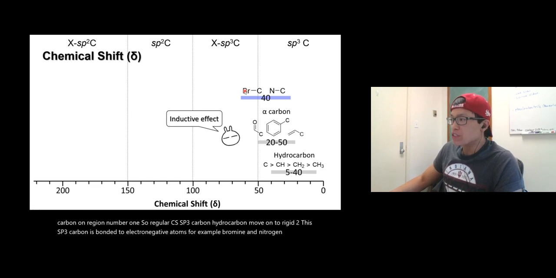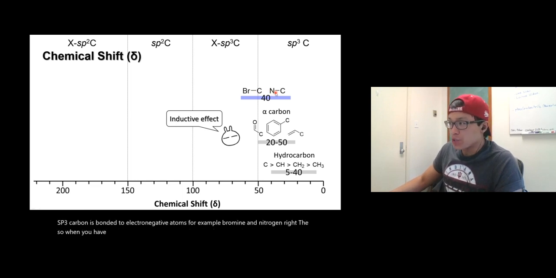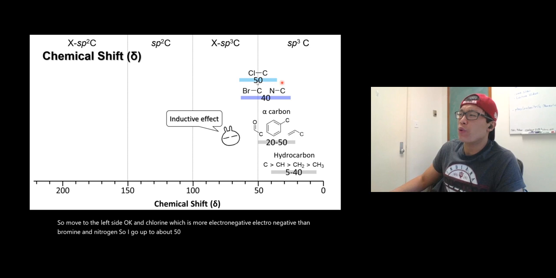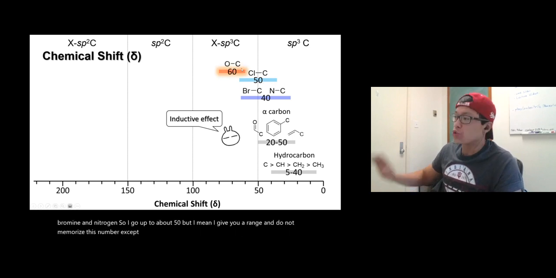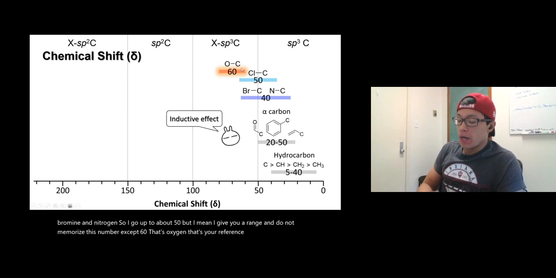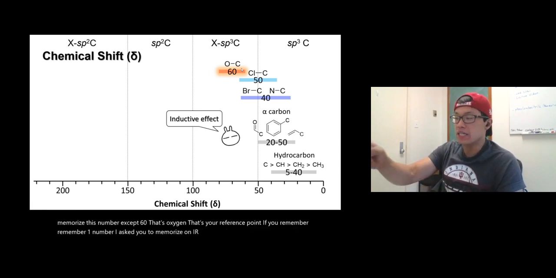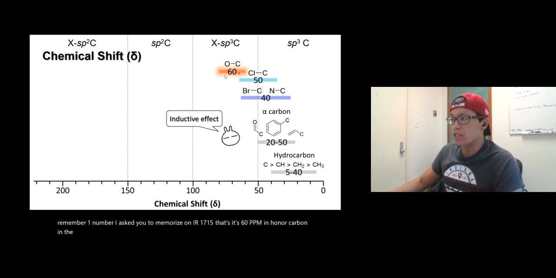So when you have an electronegative atom next to the carbon, the carbon becomes more deshielded, so it moves to the left side. And chlorine, which is more electronegative than bromine and nitrogen, goes up to about 50. But I mean, I give you a range, and do not memorize this number except 60. That's oxygen. That's your reference point. If you remember one number I asked you to memorize on IR, 1715, that's 60 ppm in carbon NMR. That's your reference point.